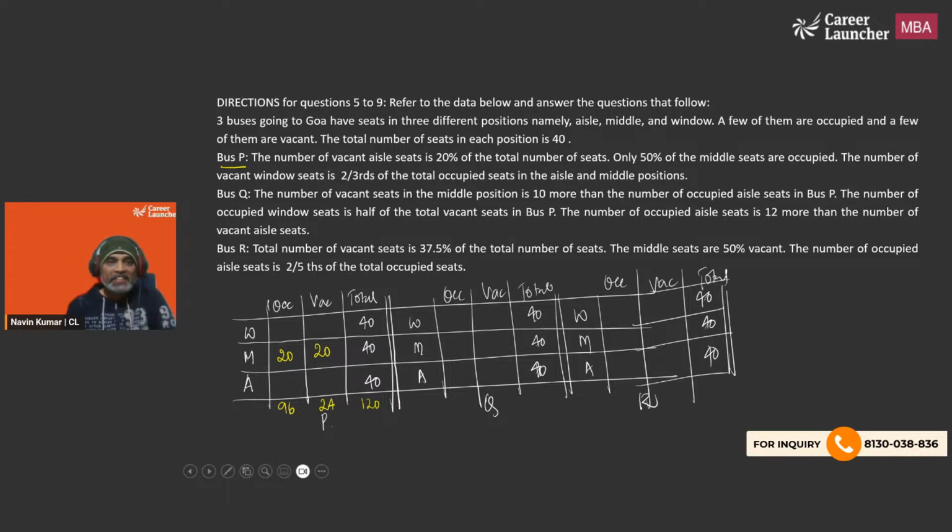The number of vacant window seats is 2/3 of the total occupied seats in the aisle and the, I missed a wording here. Let's redo. The number of vacant aisle seats is 20% of the total number of seats. Okay. So the number of vacant aisle seats is going to be 20% of total number of seats. So 20% of total number of seats is 120.